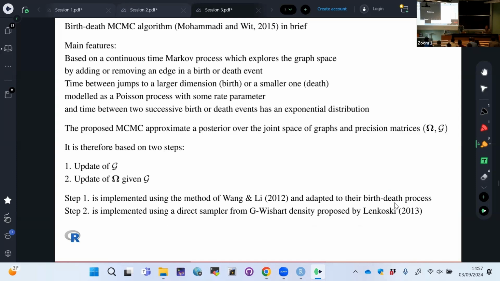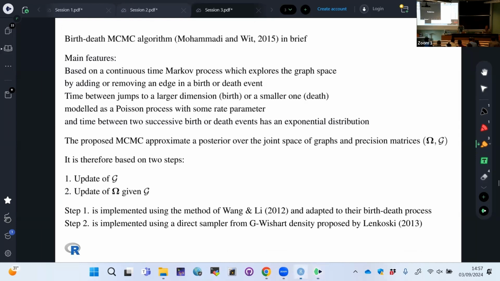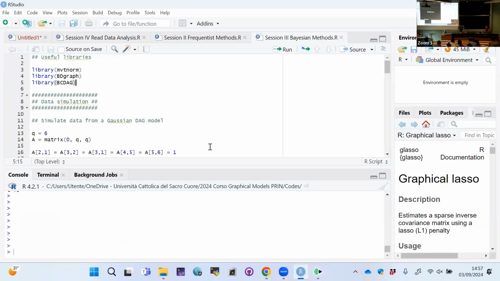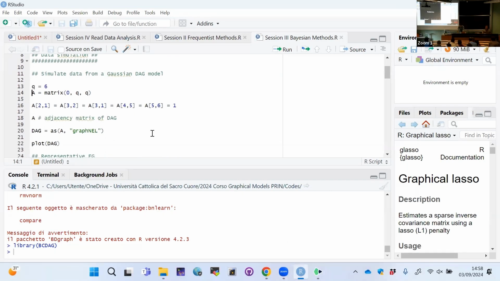So basically there are two steps that are iterated sequentially: the update of the graph and the update of omega conditionally on the graph. Let me show you some R code, which is provided in this R script, session 3, Bayesian methods. In order to apply the method by Mohammadi and Wit, we need their package, which is called BDGraph. Let me exemplify this using the simulated data that we generated this morning, with our very simple example.